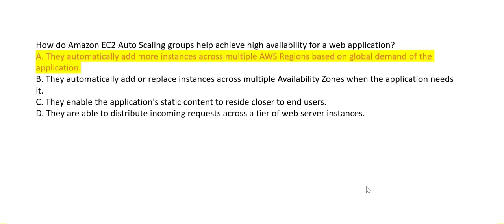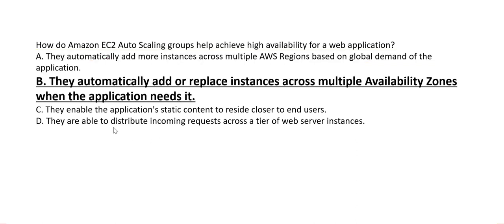Option A, it states they automatically add more instances across multiple AWS regions based on global demand. So this is not correct. They add or replace instances across multiple AZ. This option B is correct. You have to choose if you want a multi-region deployment, and the adding of the instance is done in the same region, but across multiple zones, multiple AZs. Hence, A is wrong, B is right.